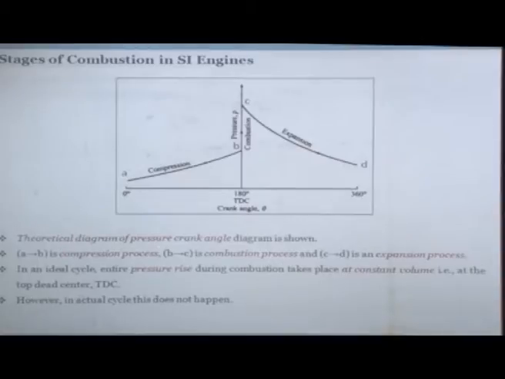So, the theoretical diagram of pressure versus crank angle is shown here. AB process is what? Compression process. BC process is what? Combustion process, and CD process is what? Expansion process. Okay. So, in an ideal cycle, the entire pressure rise during combustion takes place at constant volume, that means when the piston is at TDC.